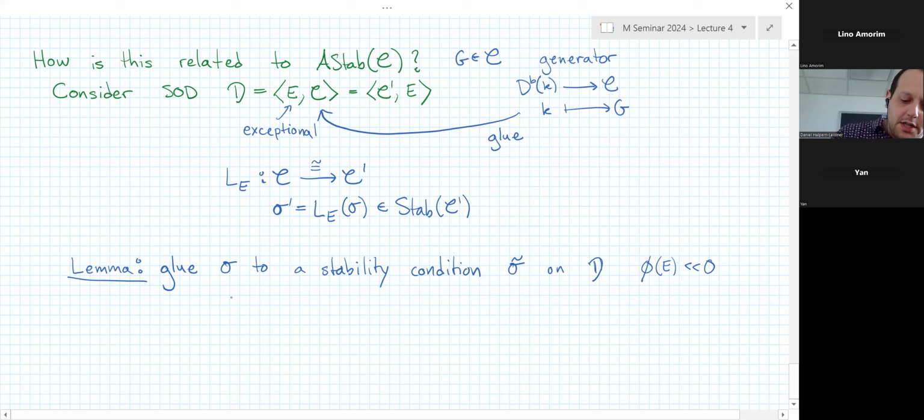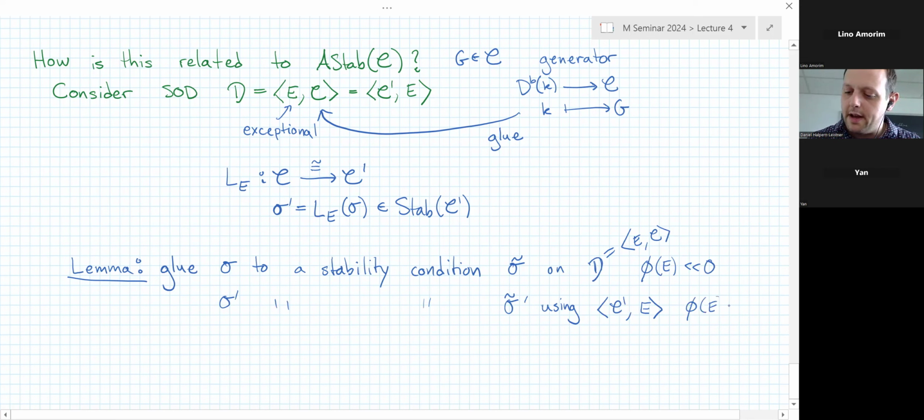And you can also glue sigma prime. This is using the semiorthogonal decomposition E comma C. If you do the same thing with C, you can glue it using the other decomposition. And here you can glue it as long as you declare the phase of E to be very, very, very, very positive.